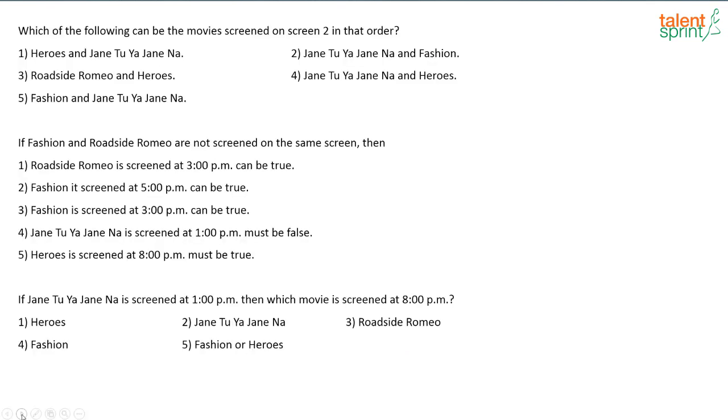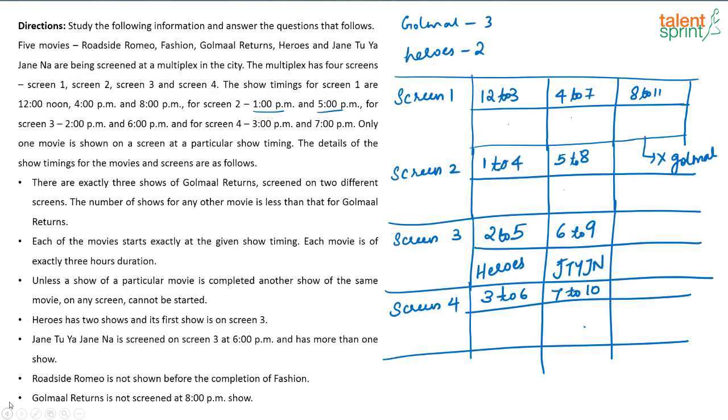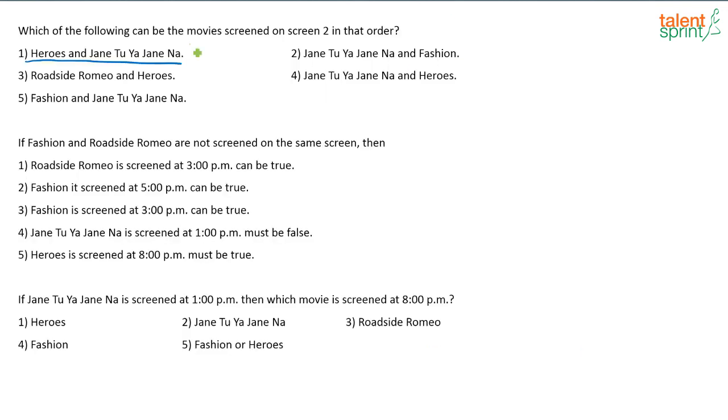That is fine. Next. Which of the following can be the movies screened on screen 2 in that order? So, screen 2, Heroes and this, can it come? Let us check. Screen 2, this is Heroes and this is Jaane Tu Ya Jaane Na. Can this be possible? No. Why? See, the first show of Heroes, it is given here, right? The first show of Heroes has to happen in screen 3 between 2 to 5. So, how can I air Heroes between 1 to 4 in screen 2? Not possible. So, this option is wrong.